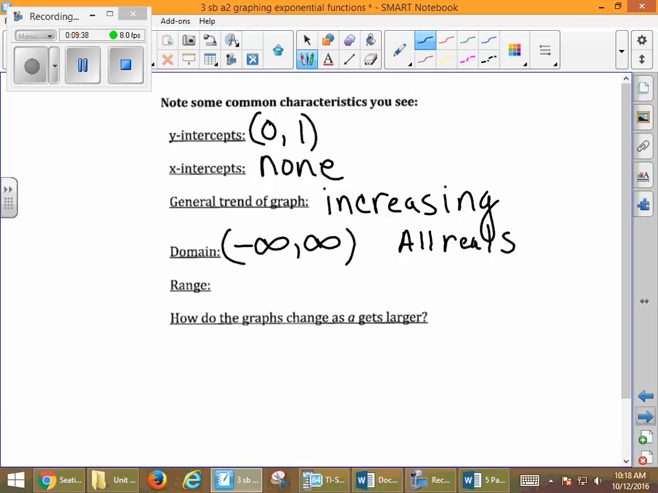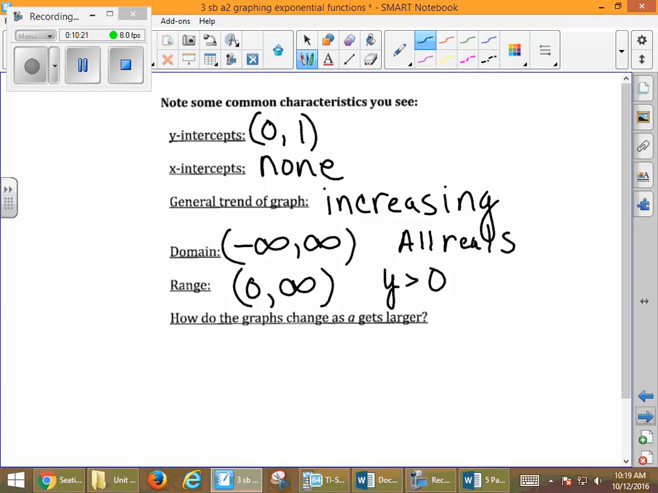But the range is not all reals. And that asymptote helps us here, because we're not going to go below that asymptote, but we can go above it. In fact, if you look at your graphs on the paper, all three of them are above the x-axis. 0 is not included, so we're going to have a parenthesis around that, to infinity. You could also write it as y is greater than 0, but I do want us to start transitioning more over to the interval notation.